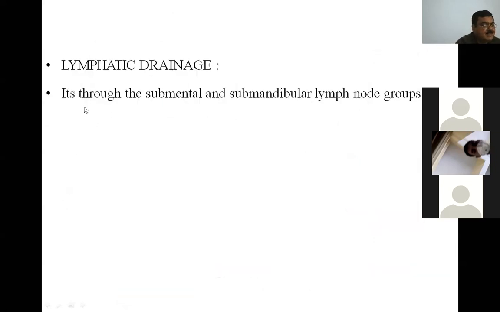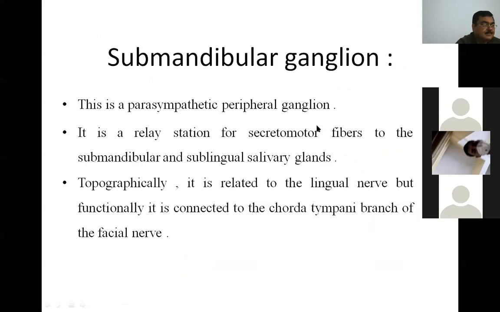Lymphatic drainage is through the submental and submandibular lymph nodes. Now, the submandibular ganglion. This is a parasympathetic ganglion. A parasympathetic peripheral ganglion is a relay station for secretomotor fibers to the submandibular and sublingual salivary glands. Already discussed. Topographically, it is related to the lingual nerve, but functionally it is connected to the chorda tympani, the branch of the facial nerve.